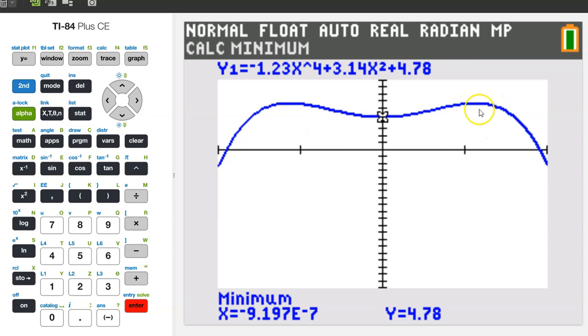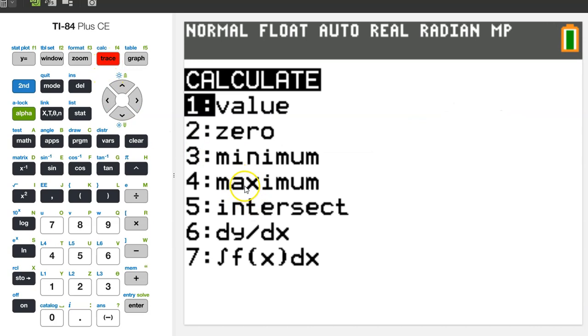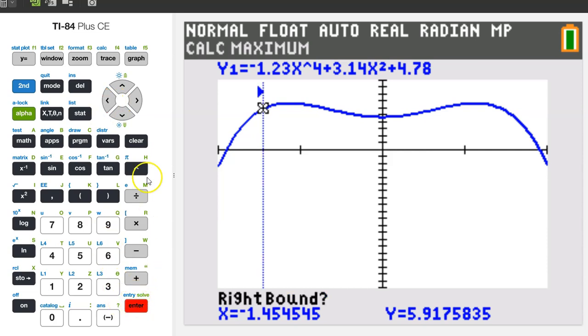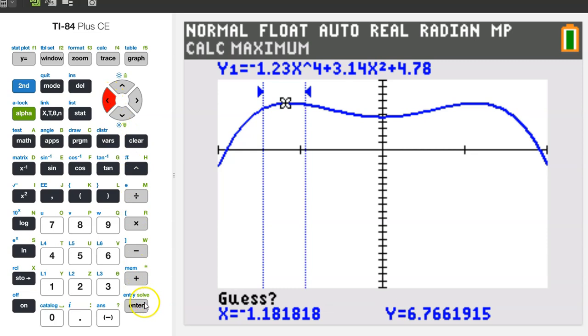I think the left side, I could be a little bit blind, but to me it looks like the left side is a little bit higher than the right side. I'm going to have to check them both just to be 100% sure. So let's go ahead and hit second trace. And we're going to do maximum, so option 4. So I'm going to slide to the left of that first max, and I'm going to hit enter. Right bound, you say? Fine, I'm going to be over here to the right, hit enter. And then for the guess, I'll be here in the middle.